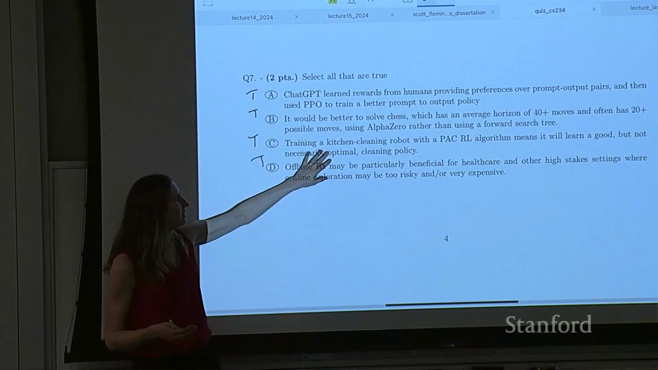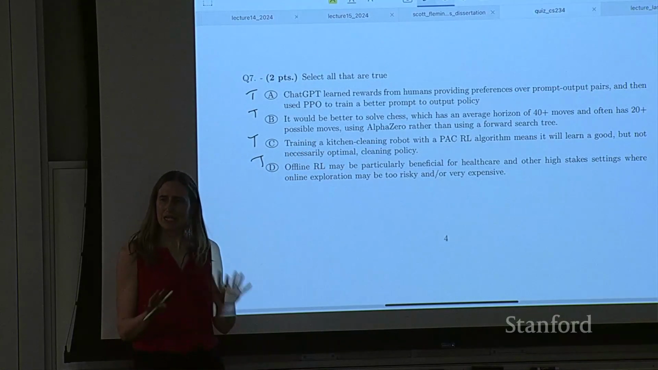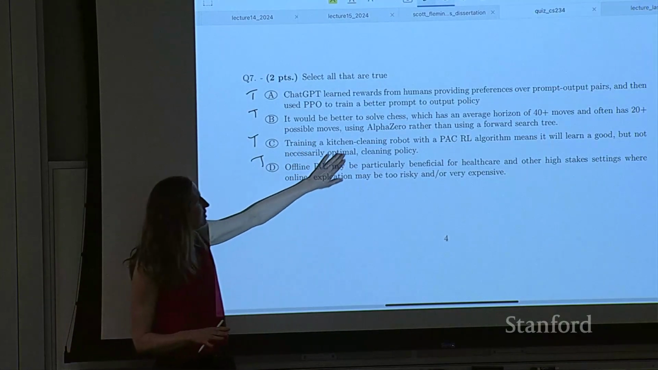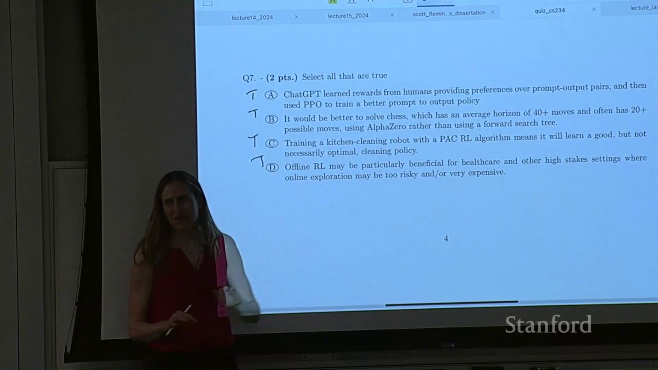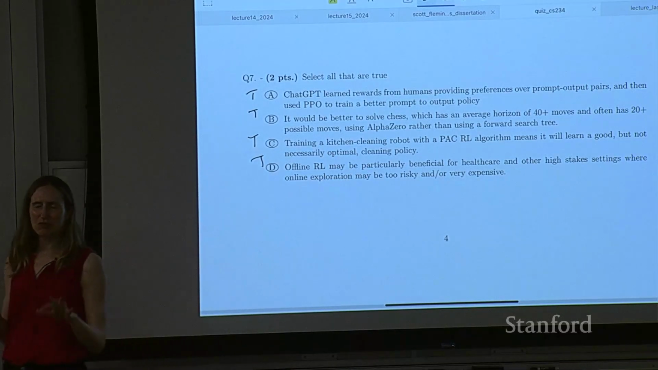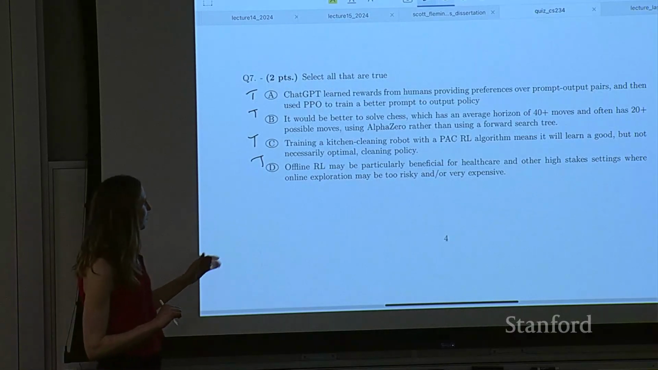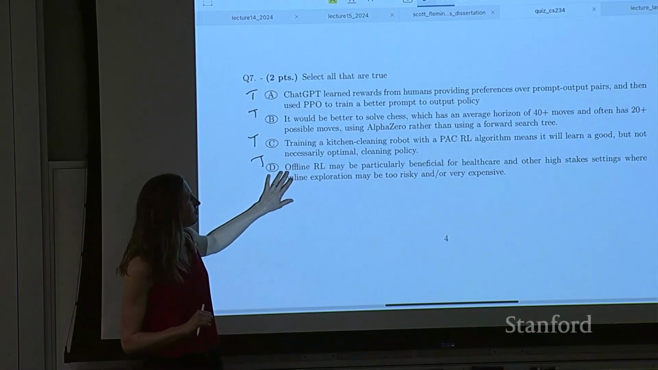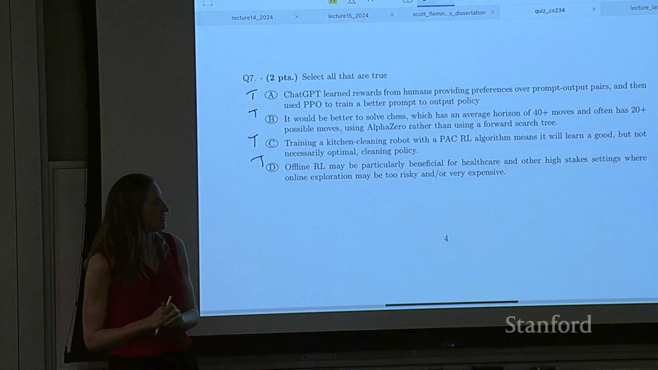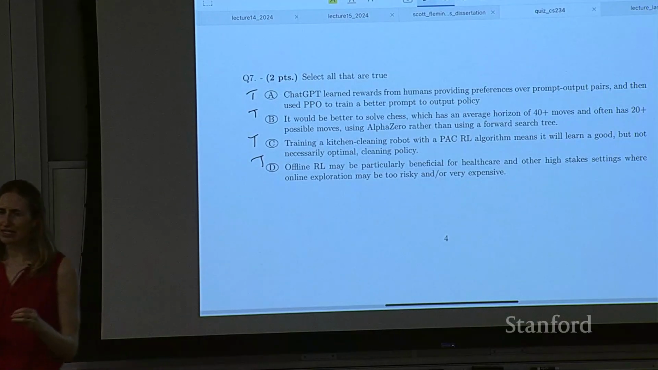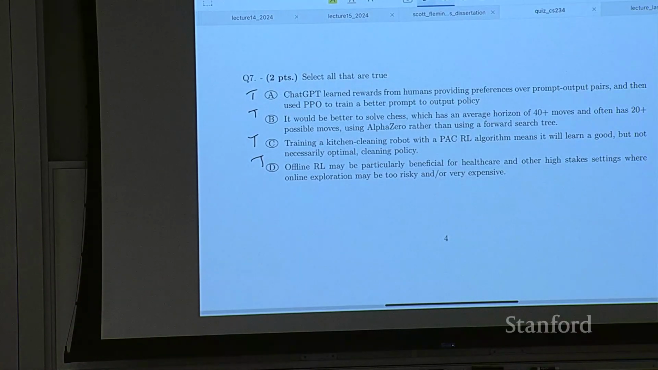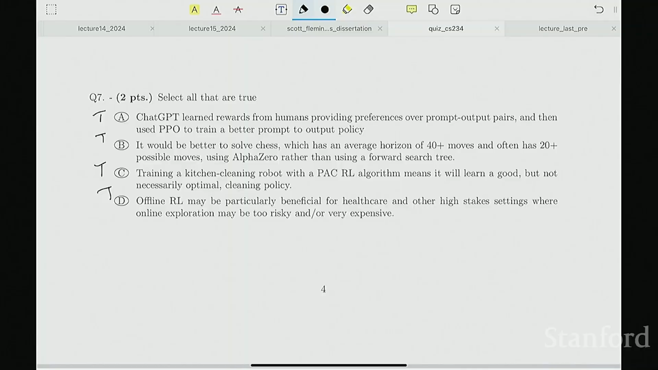So if you're okay with your kitchen being slightly messy, which I am, then it would be okay to use a PAC-RL algorithm that would make a finite number of mistakes, but most of the time would keep your kitchen pretty neat, but maybe not perfectly neat. And then offline RL may be particularly beneficial for healthcare and other high-stakes settings where online exploration might be risky or very expensive. So in this case, all of these were true.